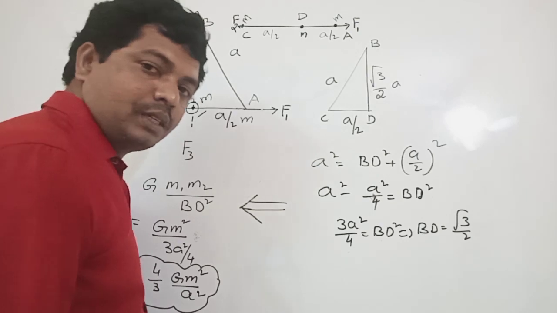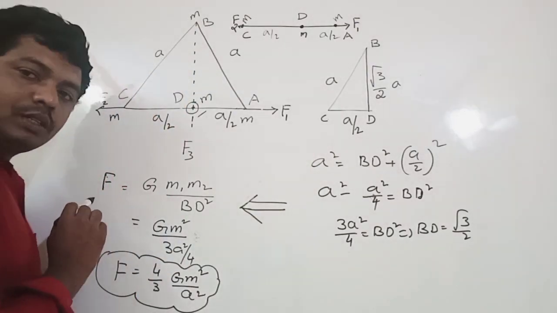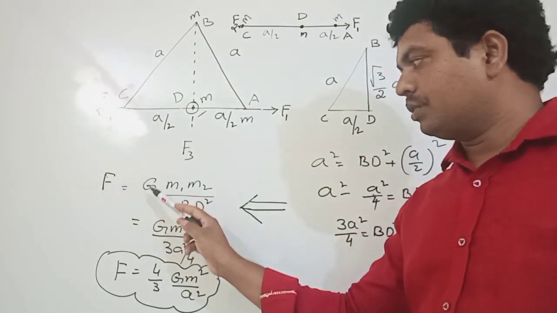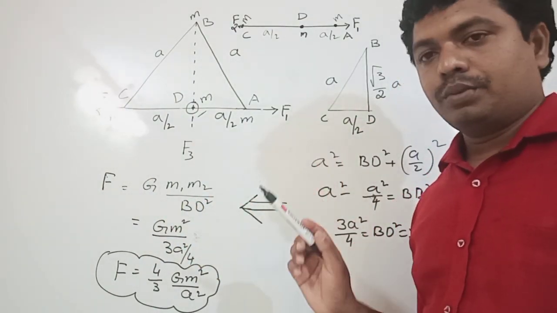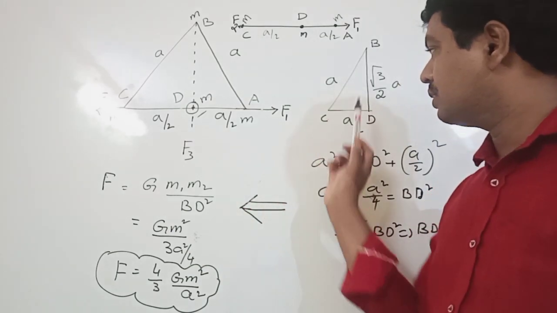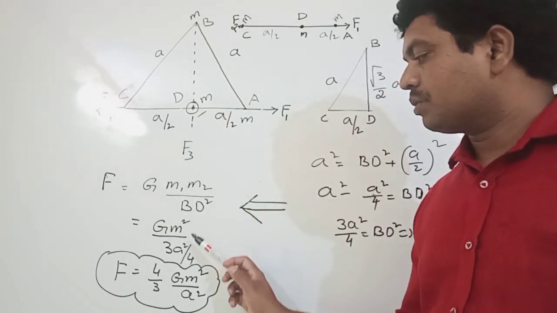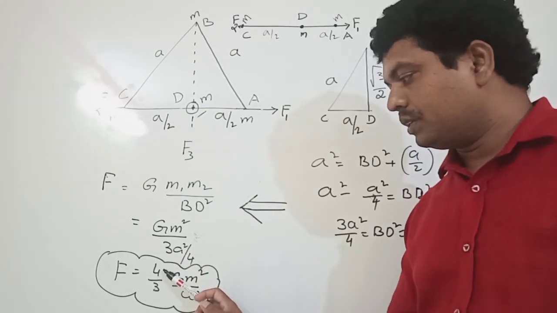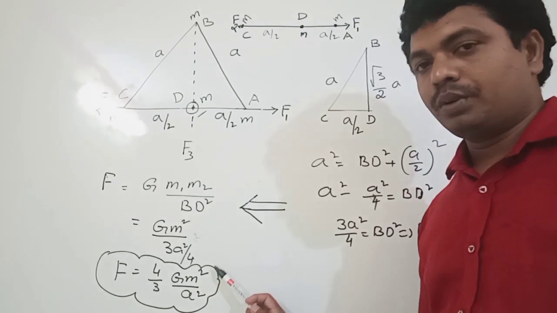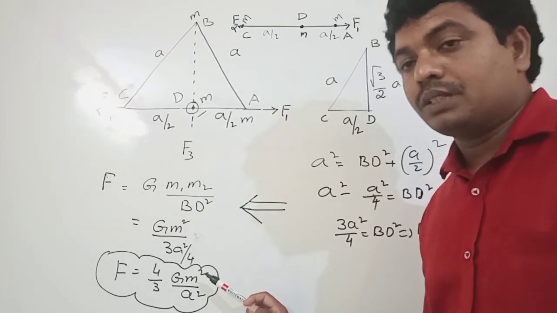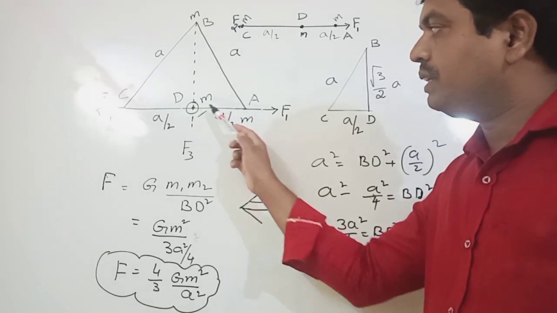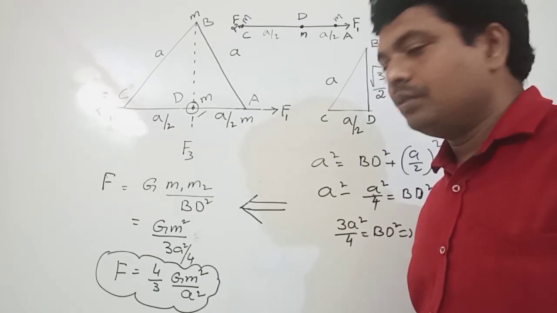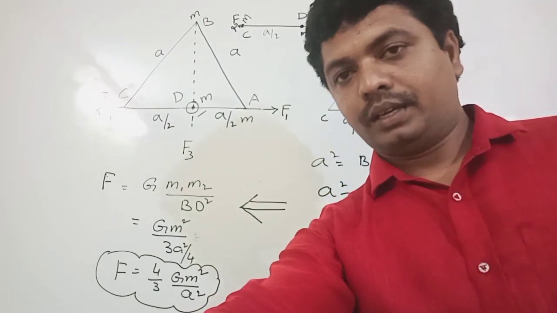So b is equal to root 3 by 2 a, that is the BD value, right? Now we know that according to Newton's inverse square law, F is equal to G m1 m2 by BD square, where BD is the distance between these two masses, and it is G m square divided by 3a square by 4. Finally we get 4 by 3 G m square by a square as the force experienced by the mass kept at the point D. So this is one of its applications, alright?